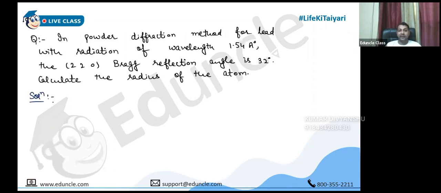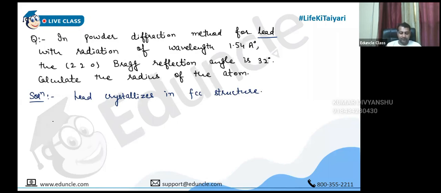So now we have to calculate the radius, and for that you should know the structure of the crystal lattice, in which cubic form it crystallizes. Do you know? FCC. You need to remember this. And when we say FCC, a relation between atomic radius and the lattice constant will be this.